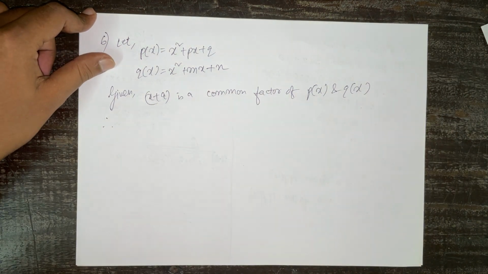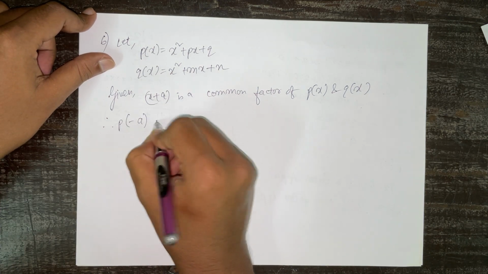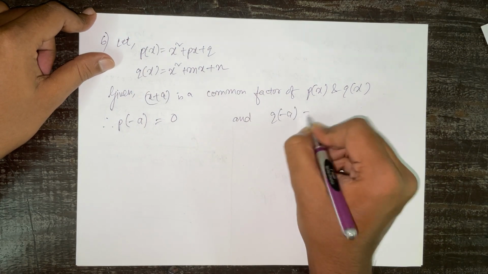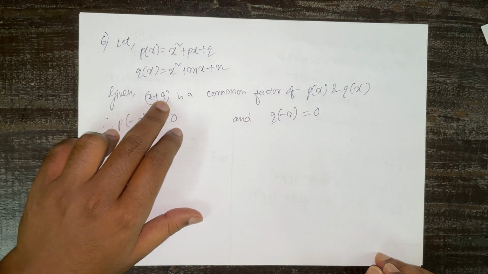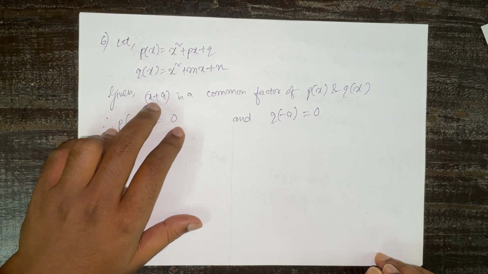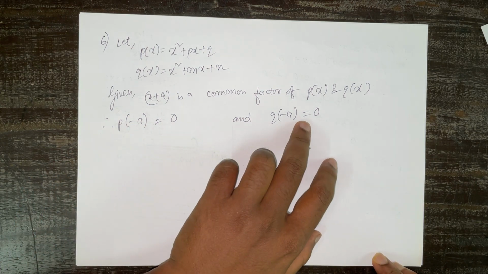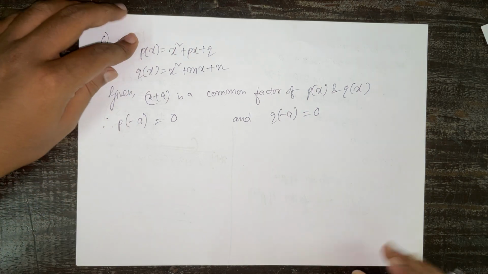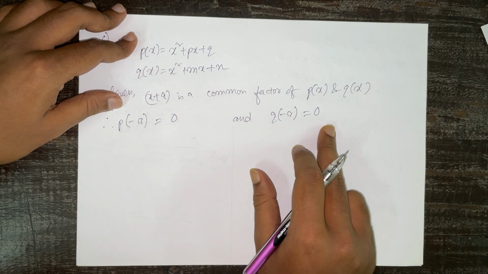So that means if x plus a is a common factor, that means p of minus a will be equal to 0 and q of minus a will be equal to 0. As x plus a is a factor, it is plus a, right? So if x plus a is a factor, that means p of minus a will be equal to 0, and q of minus a will also be 0. It is a common factor for both of these. So if it is a factor, the polynomial with this value will have 0. The polynomial with this value will also have 0.